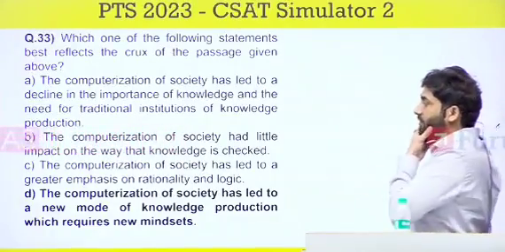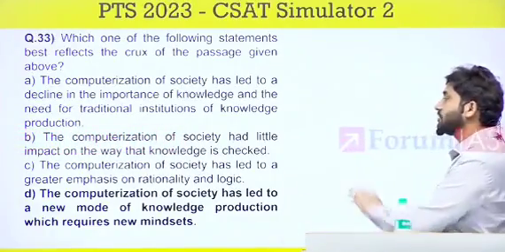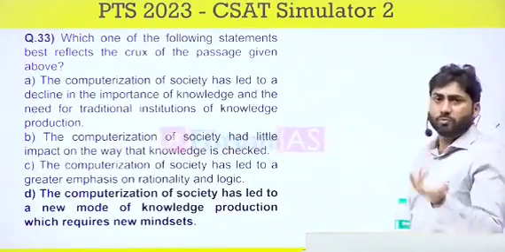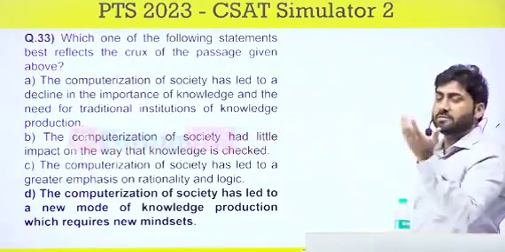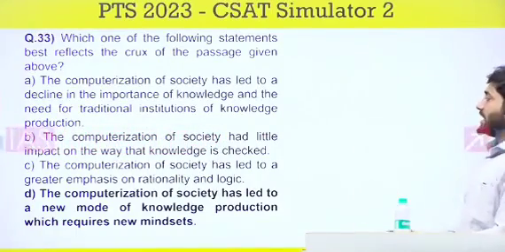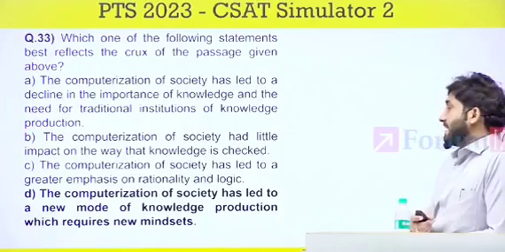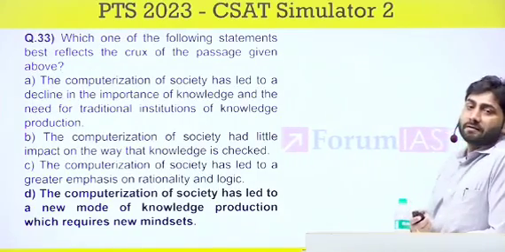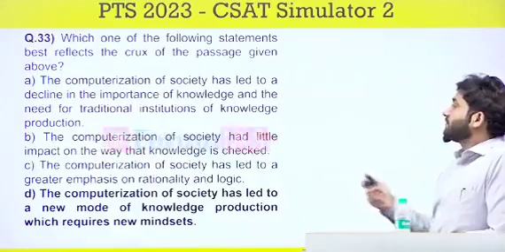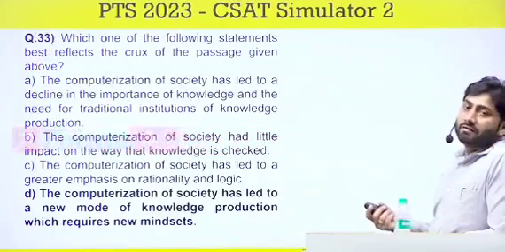So very direct. Now D: the computerization of society has led to a new mode of knowledge production, which requires new mindsets. A new mode of knowledge production has been mentioned, how it is acquired and how it's circulated. That has all been caused by the computerization of society, which requires a completely new mindset. In the end, that has been established. So you're left with option D only, which is the main crux.